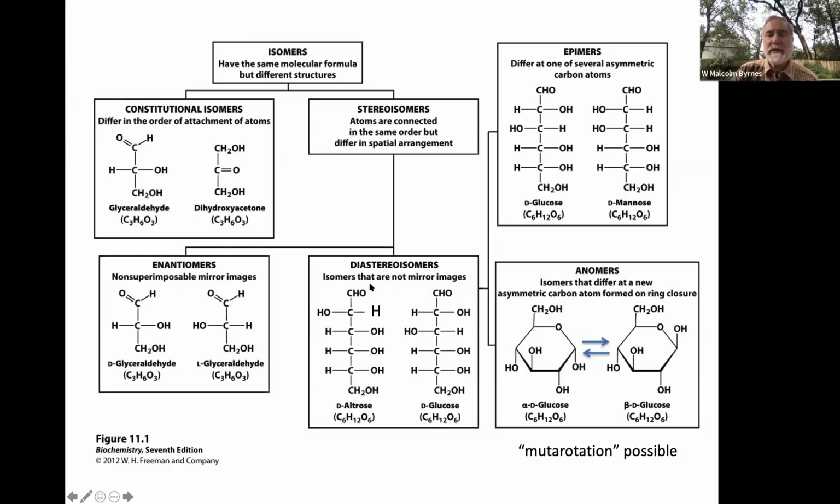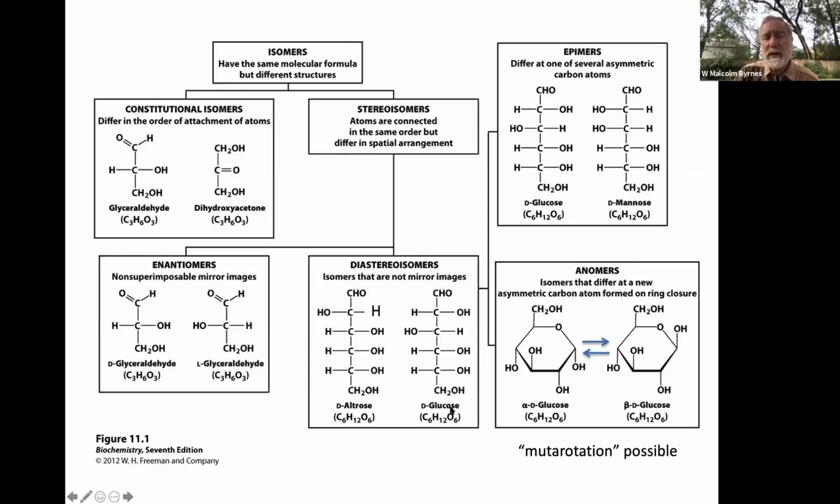Diastereomers are also stereoisomers. They're stereoisomers that are not mirror images of each other, okay? So this was an error in your textbook. There should have been a hydrogen there. Actually, this is from your textbook, right? So what do we see here?